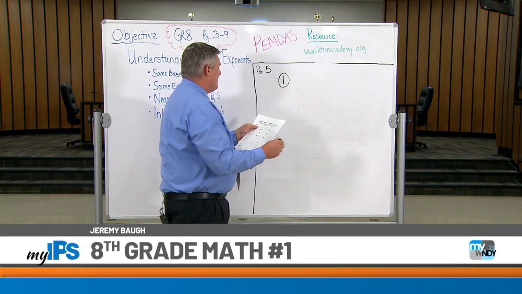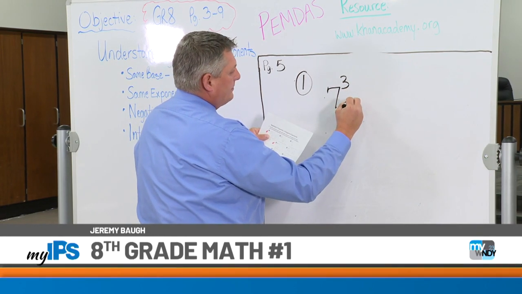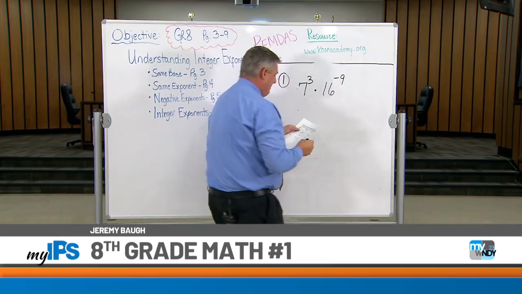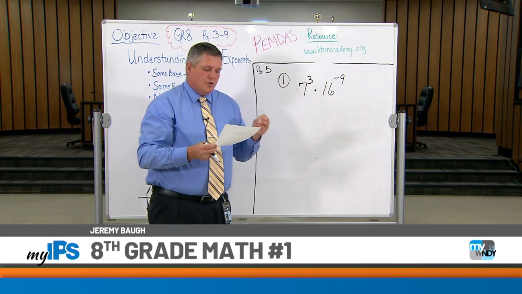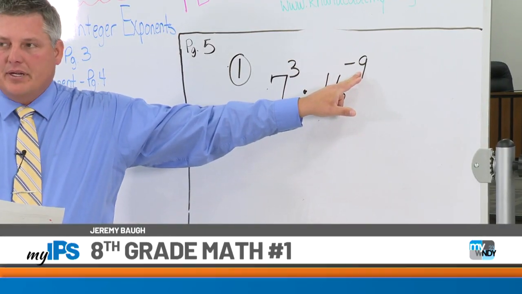All right, number 1 says 7 to the power of 3 times 16 to the power of negative 9. And it's asking us to use only positive exponents. So I have a negative 9 up here.